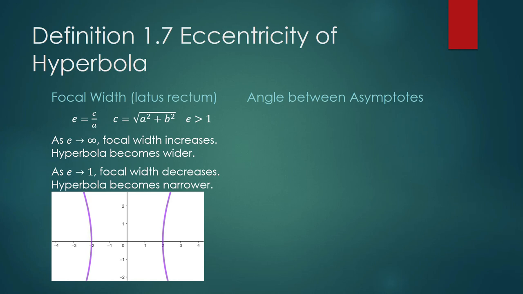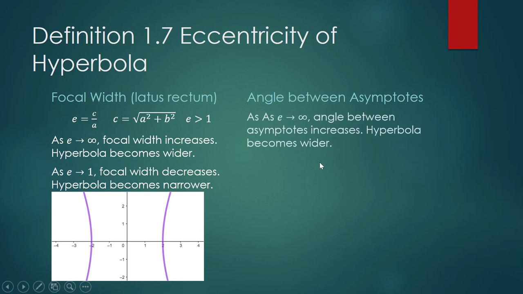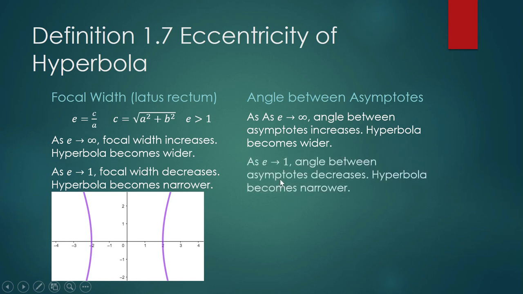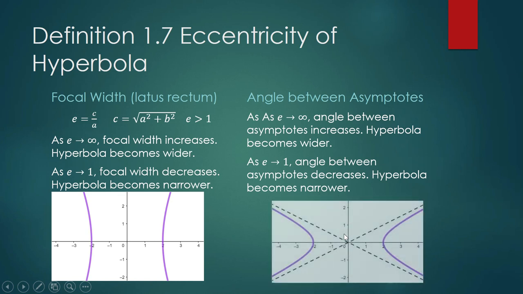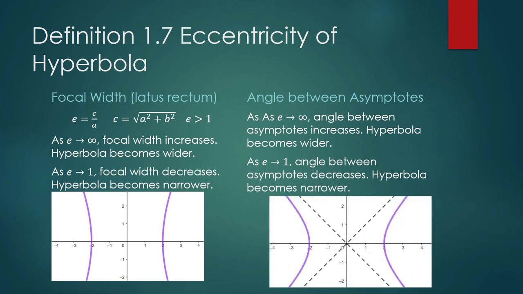It becomes wider. Now, we can also look at the eccentricity as a measure that is correlated to the angle between the asymptotes. As E approaches infinity, the angle between the asymptotes increases, and so the hyperbola becomes wider. As E approaches 1, the angle between the asymptotes decreases, and so the hyperbola becomes narrower.